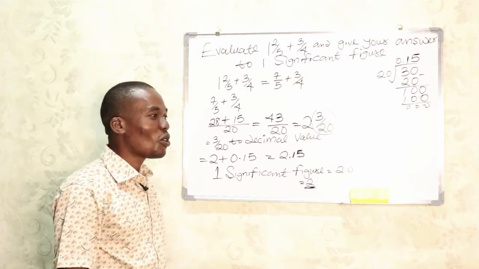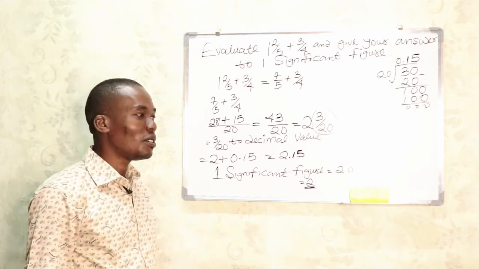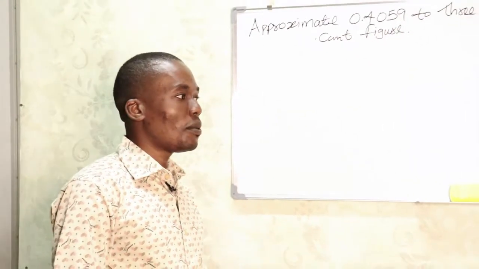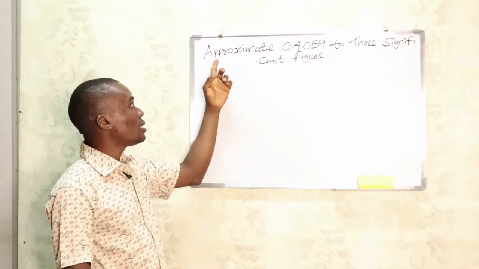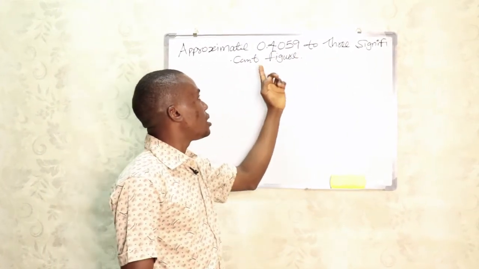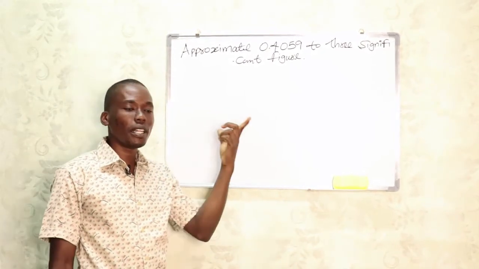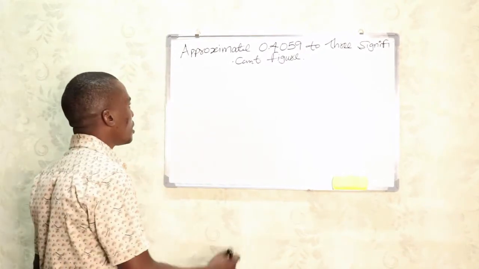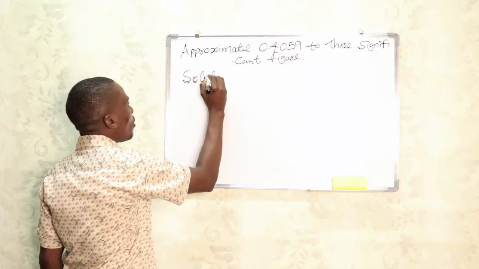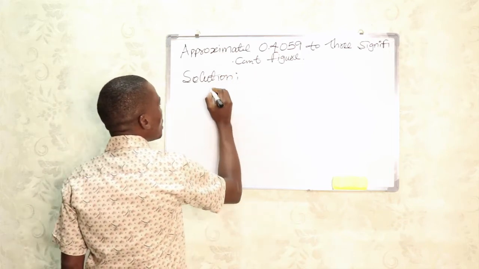Now let's go to the third sample question for this topic, significant figure. Now let's take the final sample question 3, and it says approximate 0.4059 to 3 significant figures. Now to go about this is just similar to the first sample question we did. Now let's consider the solution. To solve this, all you need to do is to bring out the significant figure.